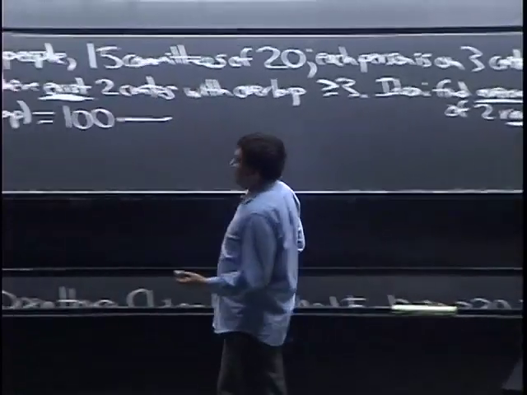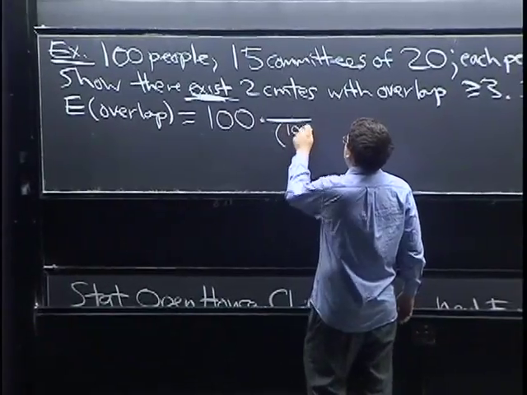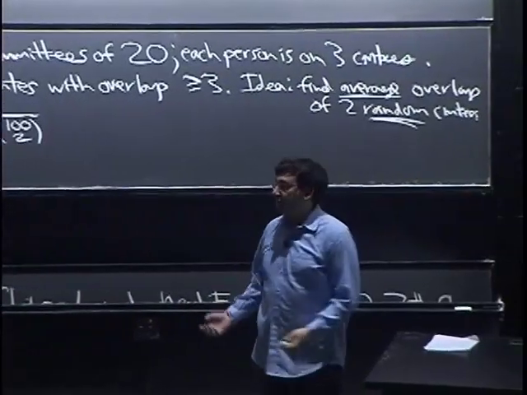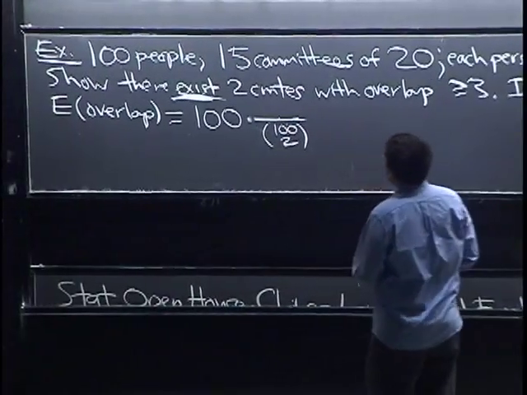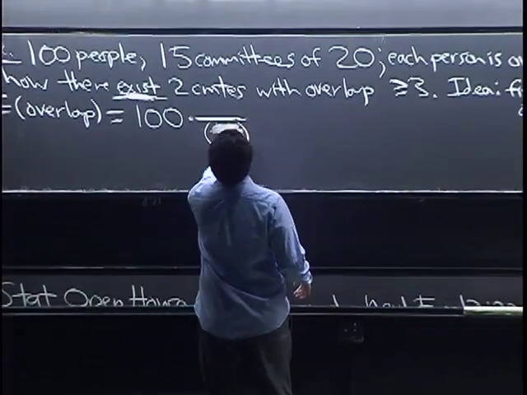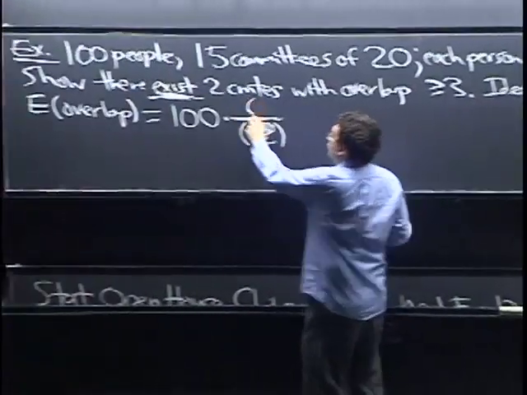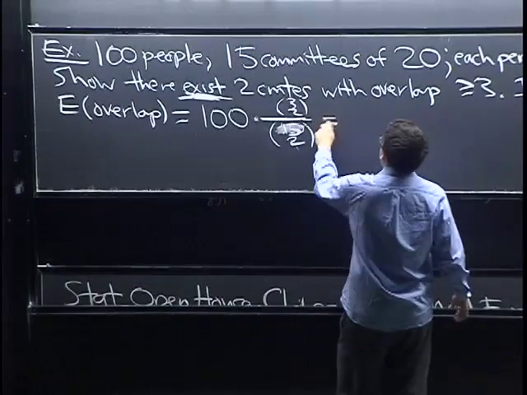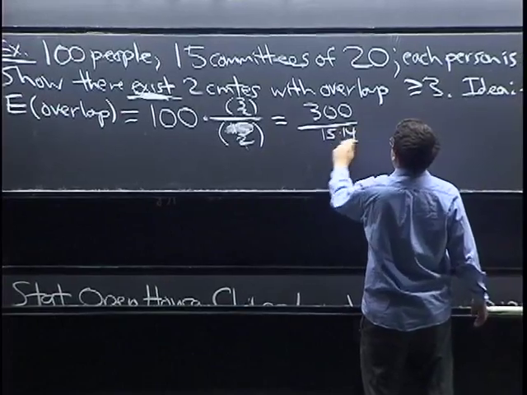Well, you can think of it as a hypergeometric. You don't have to. Let's just think about it directly. I'm assuming I chose two random committees, so there's 15 choose 2 possibilities. The naive definition applies because I'm assuming it's equally likely that we chose any two. Then the numerator: sorry, this is the number of committees. How many committees are there? 15 committees. Choose 2 out of the 15 committees, and then the numerator, person number 1 is on 3 committees, so choose 2 of the 3 committees. So this is 3 choose 2. So 3 choose 2 is 3, so that's 300 over 15 choose 2, which is 15 times 14 divided by 2.